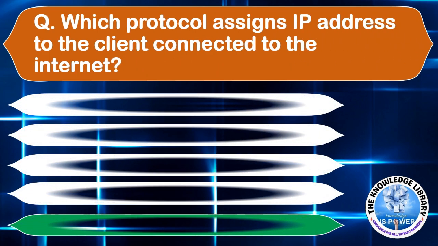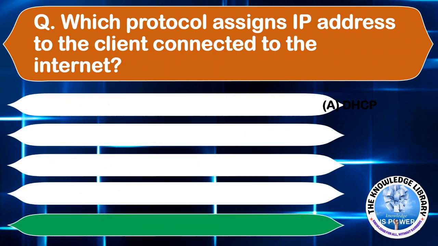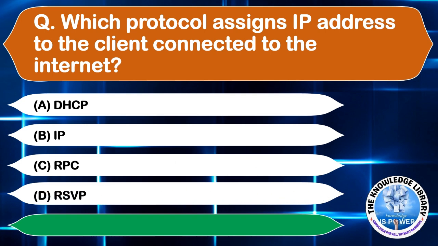The next question is, which protocol assigns IP address to the client connected to the internet? Option A, DHCP. Option B, IP. Option C, RPC. Option D, RSVP. The correct answer is option A, DHCP.